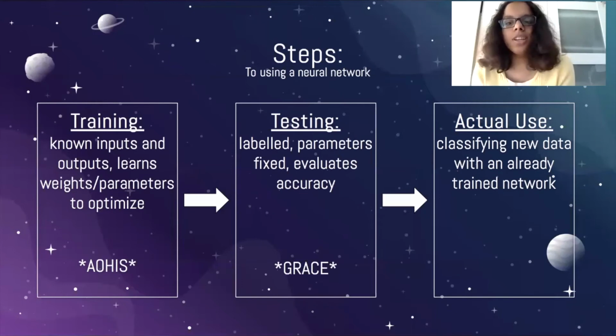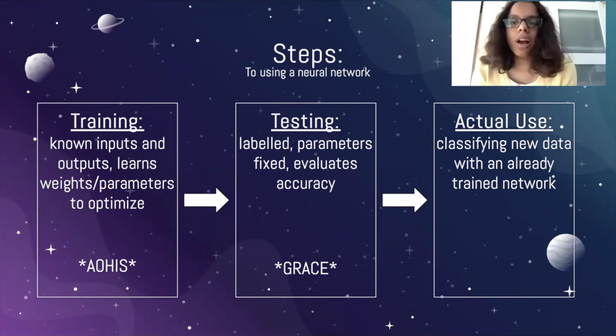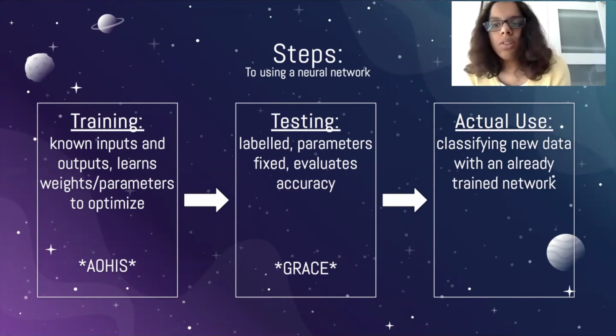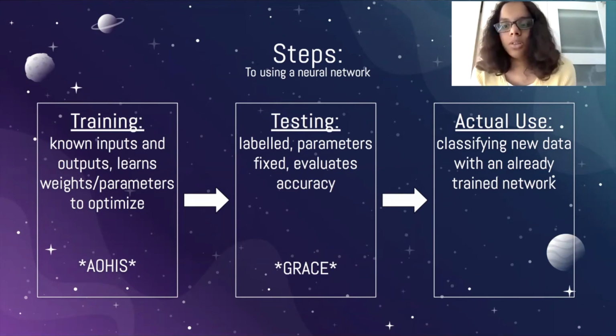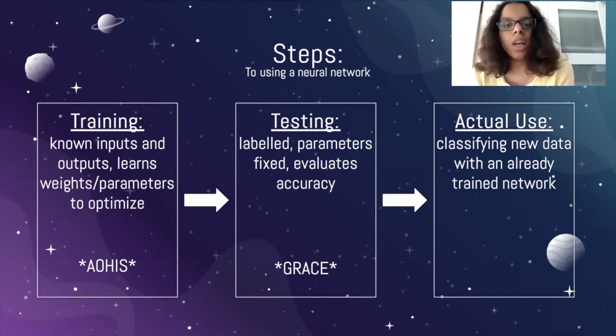For the testing stage, the parameters have been fixed from the training stage. And this time, you give it data that again has known inputs and known outputs, but this time it evaluates the accuracy. For actual use, you give the neural network new data that it hasn't already have the known outputs, and after it's been trained and tested. For the training stage, we will be using the AOHIS dataset, and for the testing stage, we'll be using the GRACE dataset.